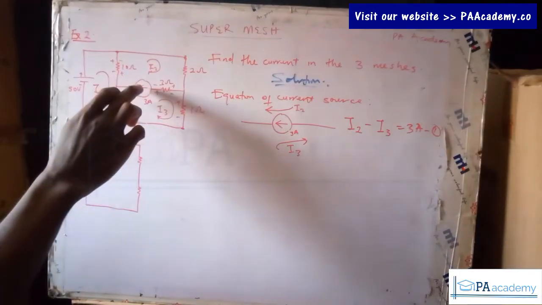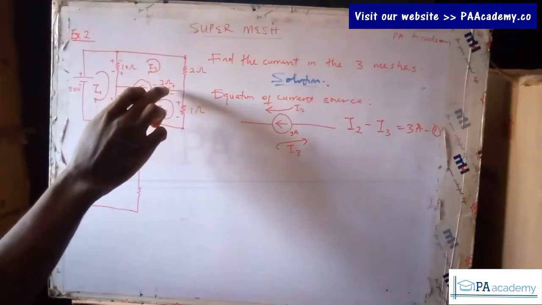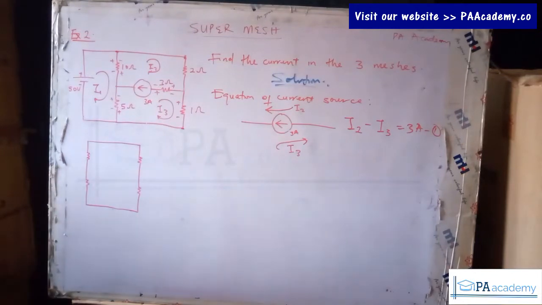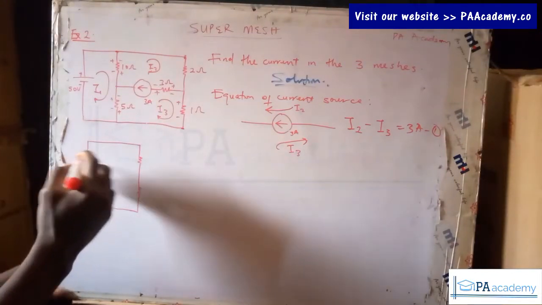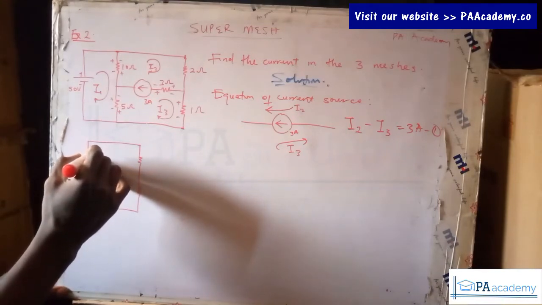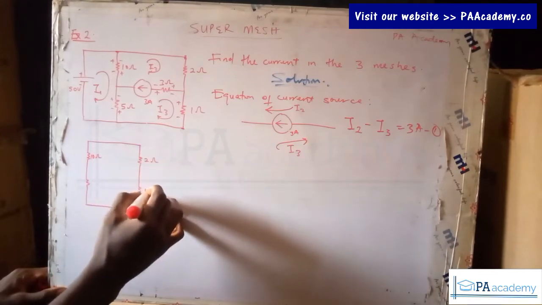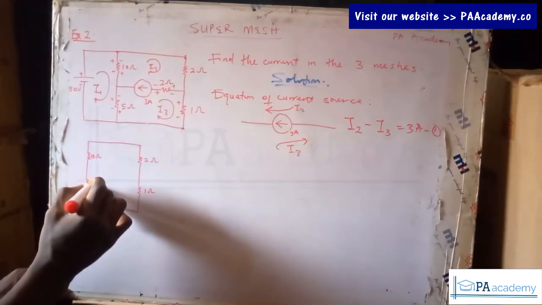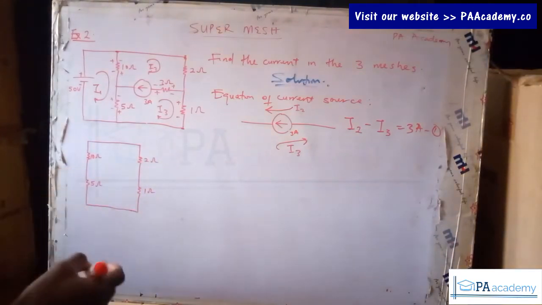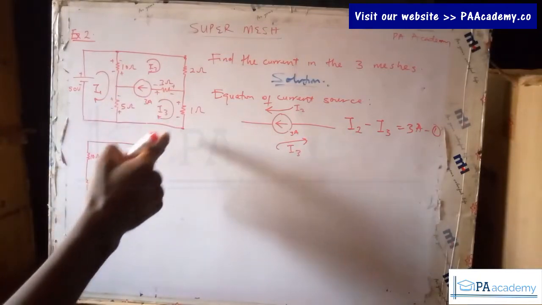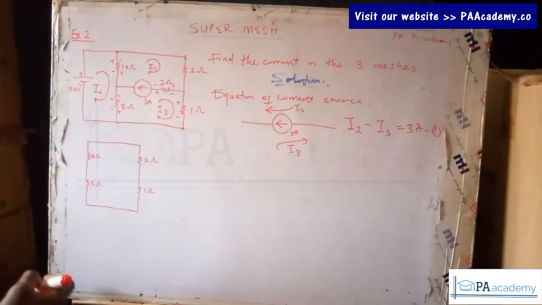Exactly. So we have a current source here alongside a resistor, so we are not going to include it when we draw the super mesh circuit. Every other thing will remain the same. So this is our 10 ohms, this is our 2 ohms, 1 ohm, and then 5 ohms. And don't forget, it's the same direction. Now let's put in the polarities based on the current flowing through it.